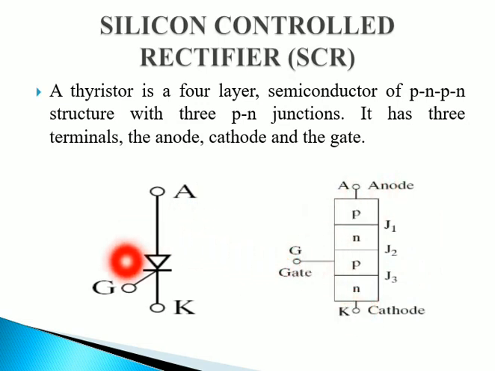So this is a symbolic view. You can see this is your anode, cathode, and this is the gate which is used for triggering, and these are your junctions J1, J2, J3. Now how this operation is carried out: when your anode is made positive with respect to cathode, your junctions J1 and J3 will be forward biased and your junction J2 will be reverse biased.